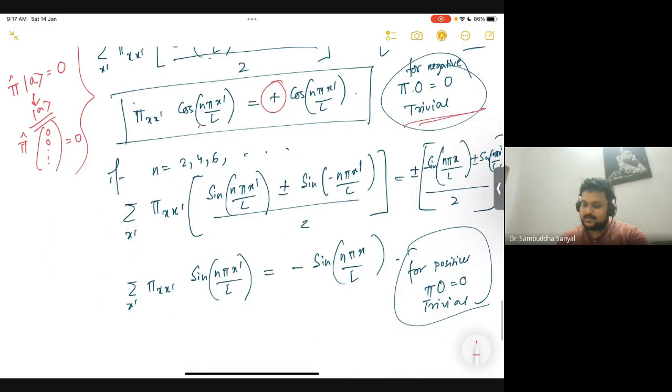Now for even, I do the same. I play the same game. In this case, since this minus sign comes out, only minus will survive. The plus will give me the trivial zero. So this will give me the minus. So automatically the energy eigenkets are also parity eigenkets. That was the theorem. Everybody clear about all this?